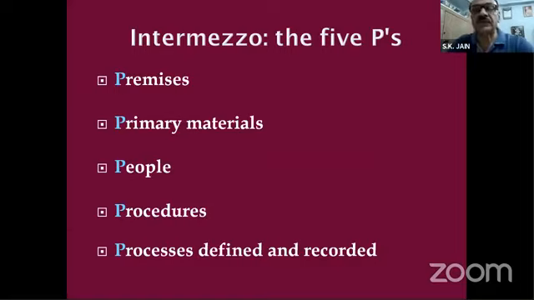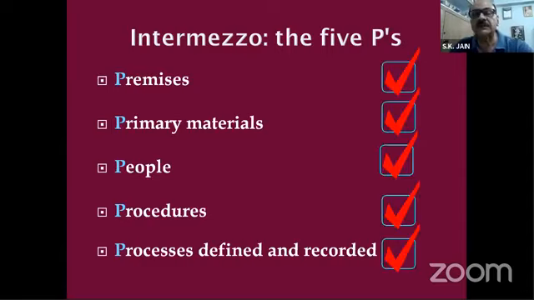So these five P's play a very important role as far as GMP regulation is concerned. The premises, the primary materials, the people who are working in the pharma industry, the procedures which we are following for preparing the product, and the process defined and recorded. All these 5 P's are very important.